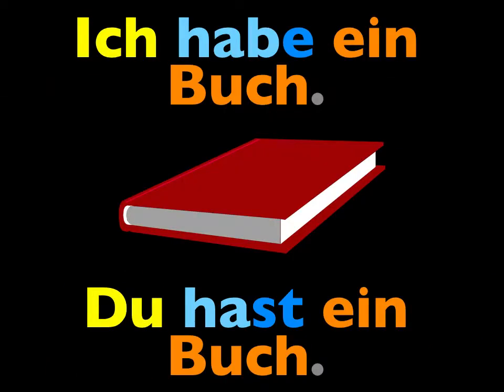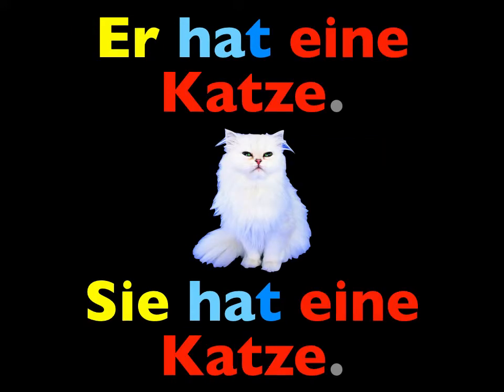So, repeat how to say I have a book and you have a book, talking to a friend, family member, or child. Repeat, ich habe ein Buch. Du hast ein Buch. Say he has a cat and she has a cat after me. Er hat eine Katze. Sie hat eine Katze.